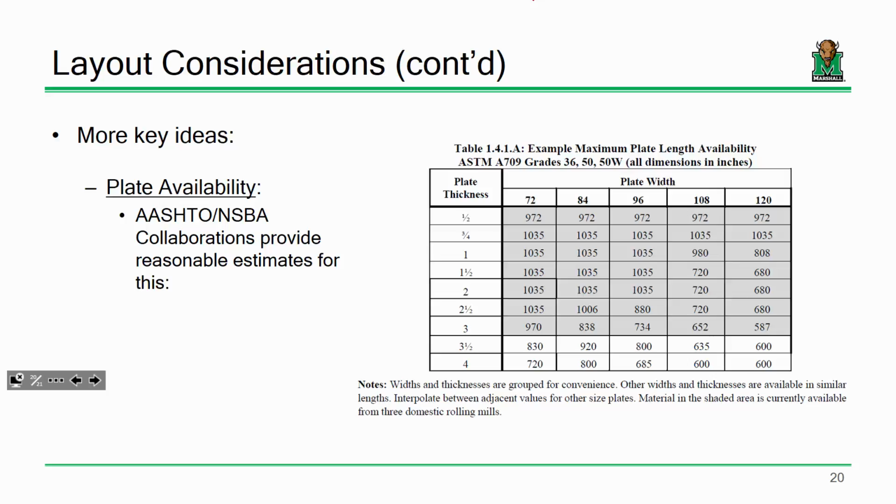If I'm using this thicker plate for the same span, I'm going to have to use more of them, a lot more CJP welds, a lot more time, a lot more cost. You've got to think and use your noggin a little bit.